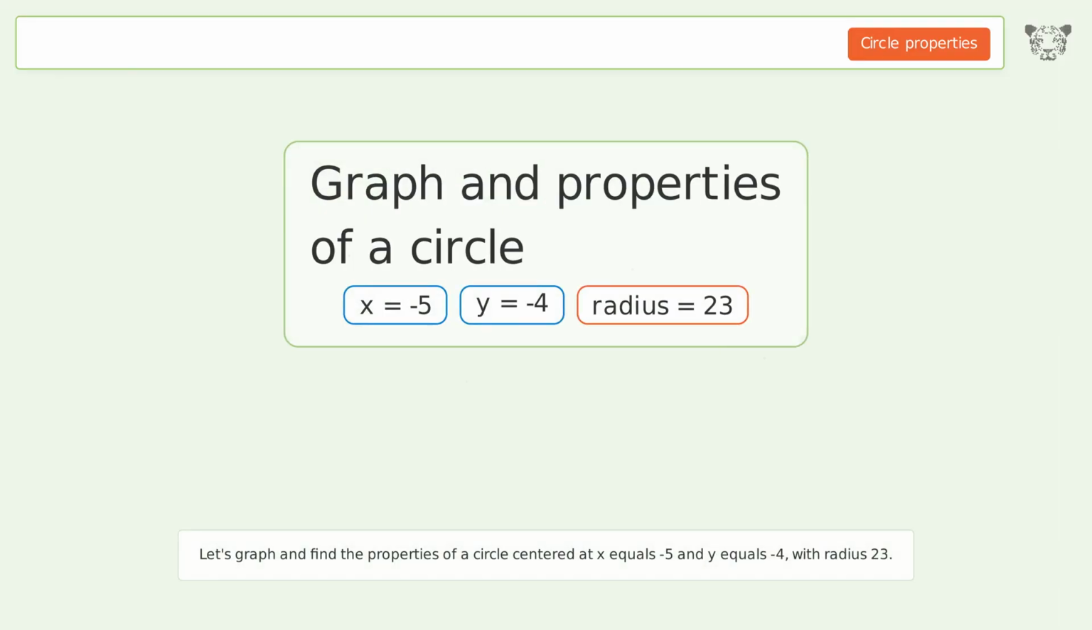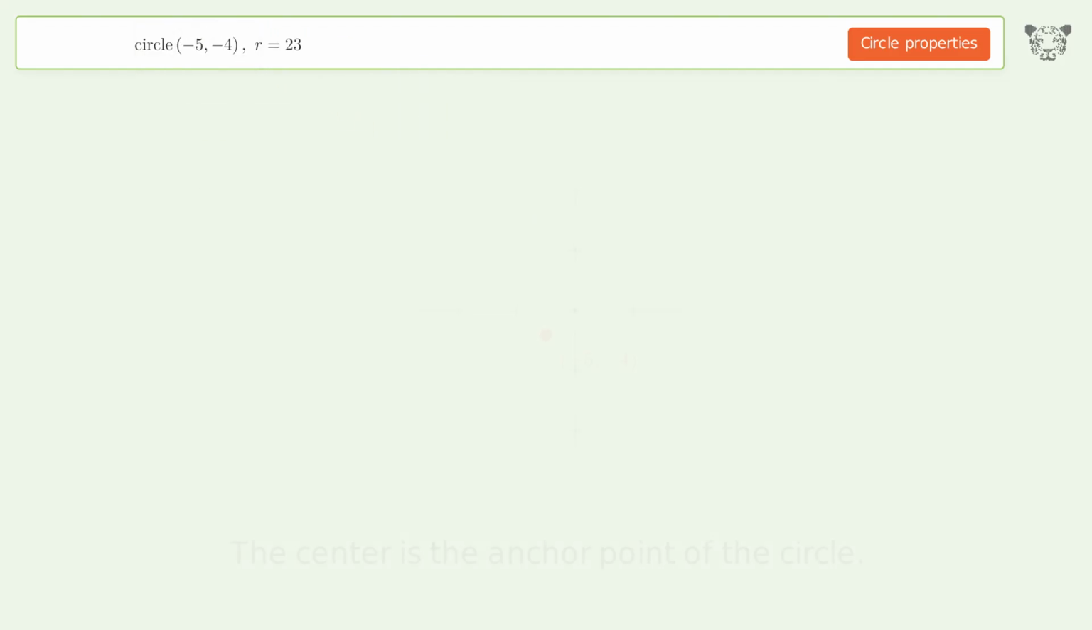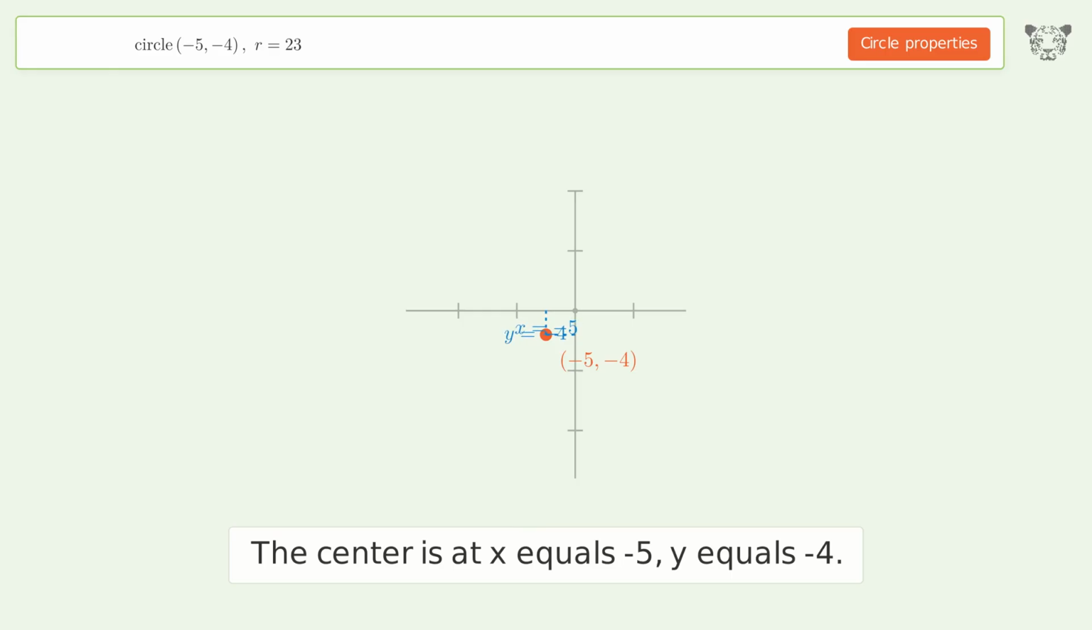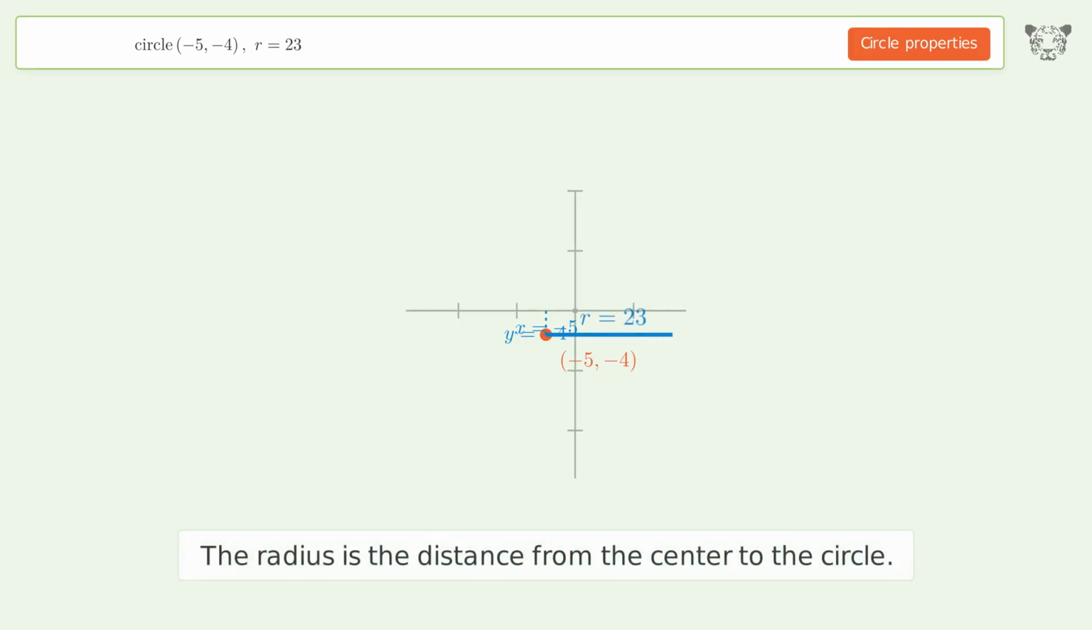Let's graph and find the properties of a circle centered at x equals -5 and y equals -4, with radius 23. The center is the anchor point of the circle. The center is at x equals -5, y equals -4. The radius is the distance from the center to the circle.